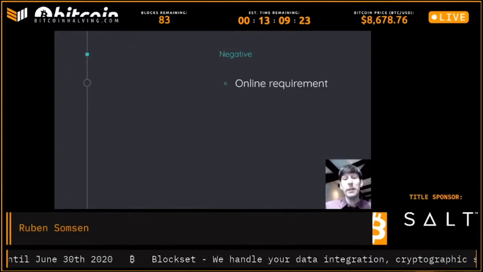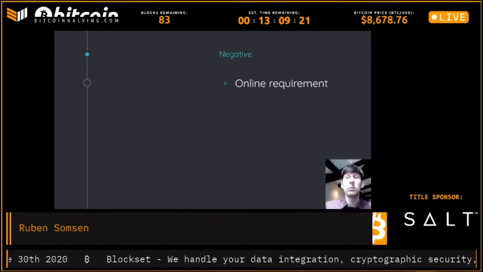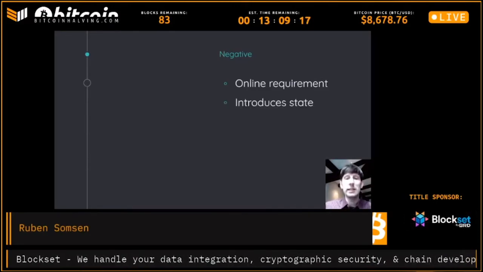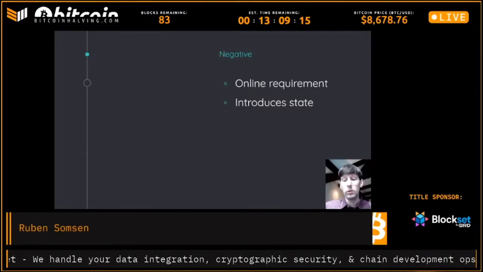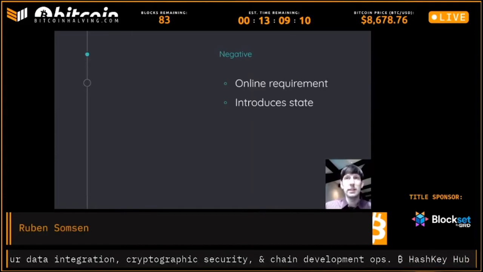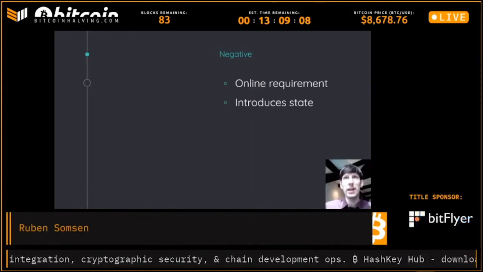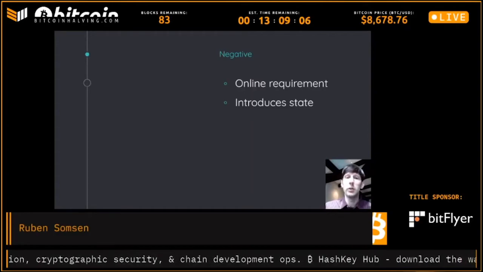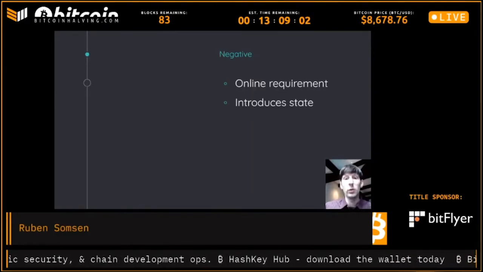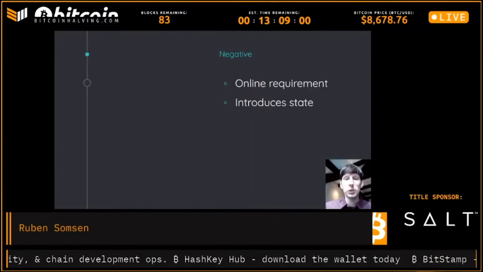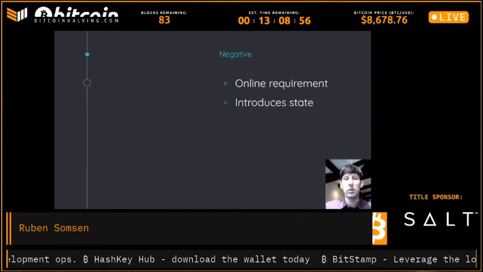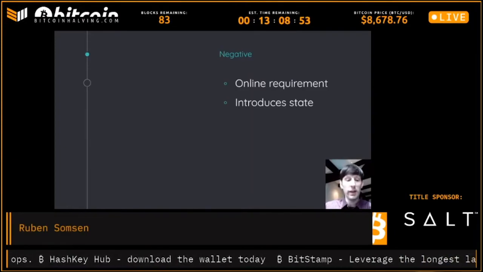So the negative is, well, the online requirements for one of the 2 parties, in this case Bob, and there is this state. So you have to remember the secrets that you learn during the process. And this is different from running a regular Bitcoin wallet where you do a backup once and then you have all your money. In this case, you actually have to make sure you back up those secrets, or you definitely have them in case something goes wrong on your phone or whatever device you're using.